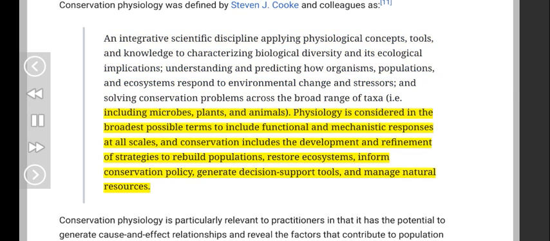Physiology is considered in the broadest possible terms to include functional and mechanistic responses at all scales, and conservation includes the development and refinement of strategies to rebuild populations, restore ecosystems, inform conservation policy, generate decision support tools, and manage natural resources.